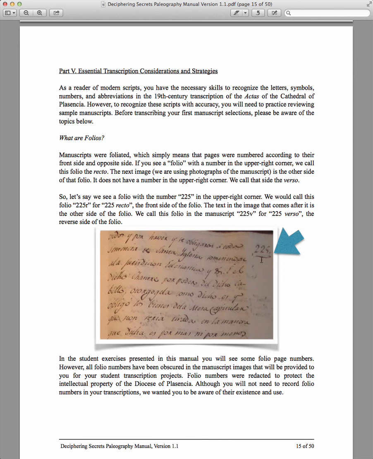Now, in some of the exercises, you will see some of the page numbers or these folio numbers, but in the actual transcription project, we have eliminated the page numbers because we're trying to protect the intellectual property of the Diocese of Plasencia.